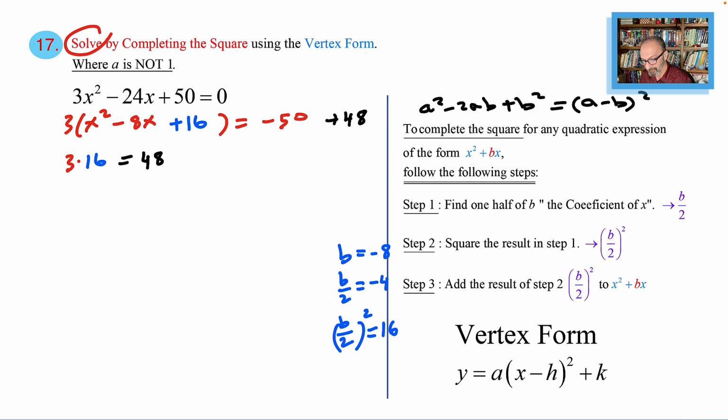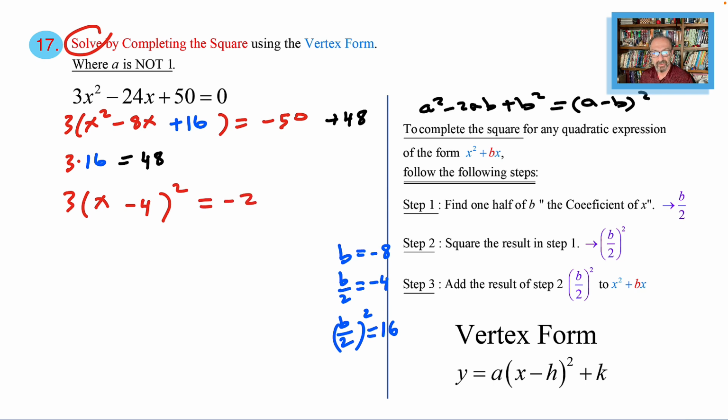Going back to the problem, I have the following. I have 3 times, and that is what I'm using from the right side, the perfect square trinomial. X to the second comes down to x, and 16 comes down to 4. Of course, we have a minus, so it's a minus. On the right side, -50 plus 48 is -2.